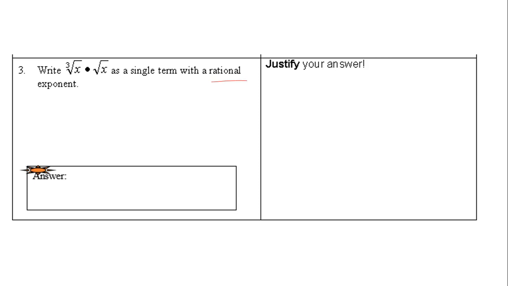So if I were to take the cube root of x and I wanted to change it to a rational exponent, remember there's a little 1 here. Power over root says I'm going to move that 3 over. So that's going to be equal to x to the 1/3.